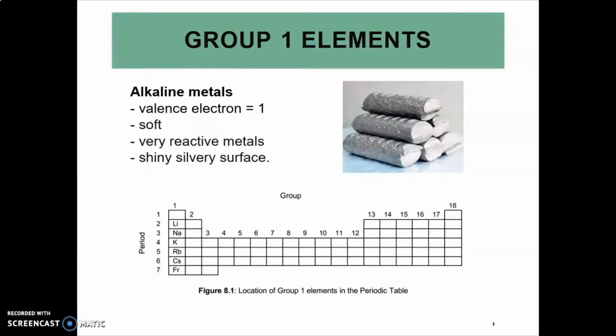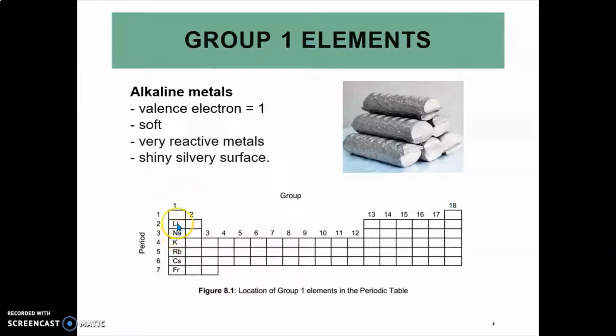Okay, first we will discuss group 1 elements, also known as alkaline metals, with one valence electron. The elements are soft, very reactive, and have a shiny, silvery surface. Okay, these are the locations of group 1 elements in the periodic table.